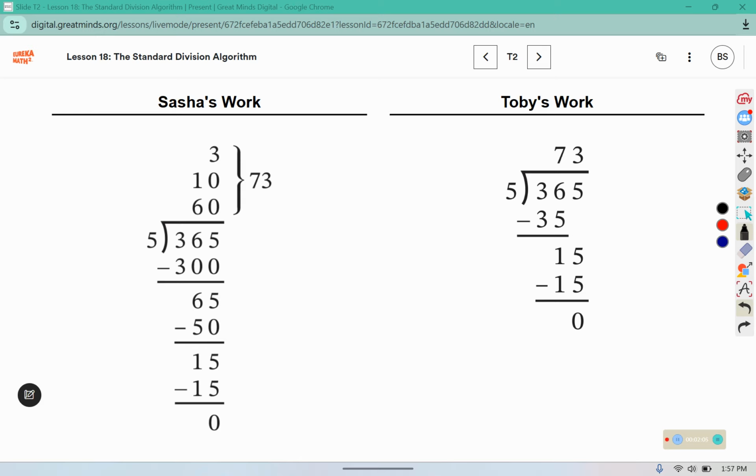Toby, on the other hand, used the standard algorithm or regular long division for his problem. 5 does not fit into 3, so we don't put anything here, but 5 does fit into 36, and it fits in 7 times. 5 times 7 is 35. Then we subtract, and we bring down this 5 here. 5 fits into 15 3 times with nothing left over.